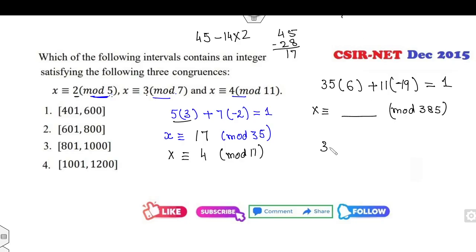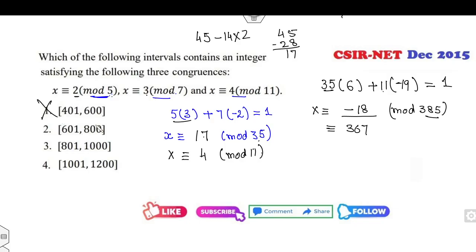Look at that. 35 into 6. What is the opposite of the 35? 4. And it is 11 into 19. What is the opposite of 11? It is 17. So what is the answer of this? If you solve them, it will be 2713. If you take 385, it is my minus 18. Minus 18 is my 367. Fine. So 367 does not lie in this case.